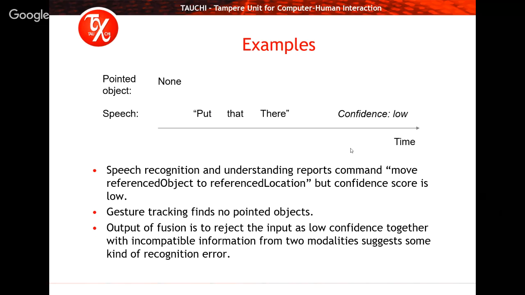One, that there is no pointing. Of course, you cannot put that there if you don't know where the user was pointing. And because the speech recognition confidence was low, the combination of those two pieces of information both indicate that this speech input probably has something wrong with it. Maybe it was mistakenly recognized by the system. If the confidence for the speech was very high, then we might give the user some sort of error message: I didn't see you pointing, please try again, or something like that.